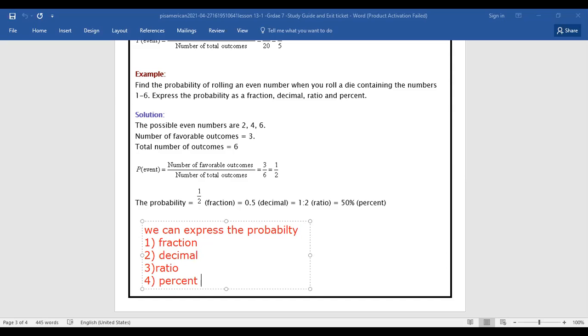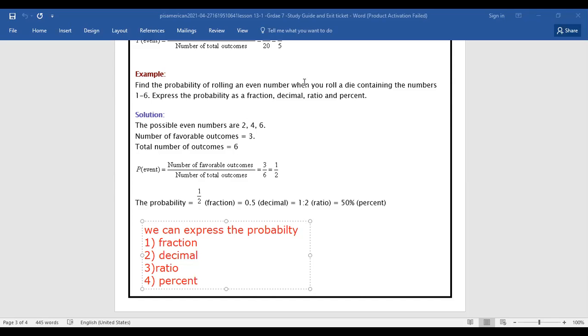We can write it in fractional form, as a decimal, as a ratio, and as a percent. If there is anyone who doesn't know how we can write it in fractional form or as a percent or as a decimal? Anyone don't know? Hassan.